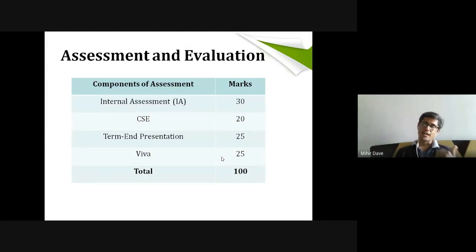As I discussed with RWB, the assessment pattern is going to be the same. That means no written exam, no mid-semester exam, no end semester exam. There will be internal assessment for 30 marks. There will be continuous semester evaluation, CSE as it's known, for 20 marks. Term and presentation and viva would be 25 marks each, and the grand total would then become 100.